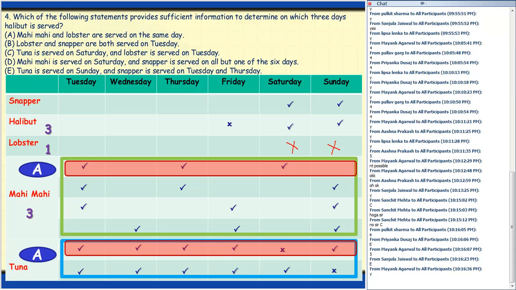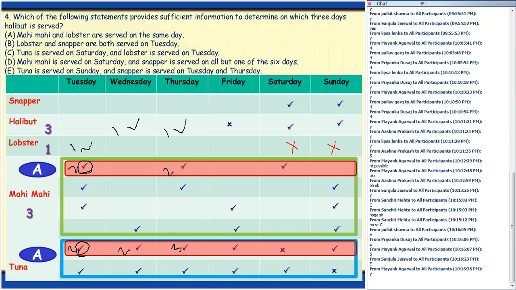Lobster. Let me take this one. Okay, I took this case for mahi mahi, so the case is this. So 1, 2 and 3 items are done. In this case, halibut can also come here. I can see 1 and 2 fish. Halibut can also come on Thursday, which you can see here. 1, 2 and 3. So there are two possibilities.